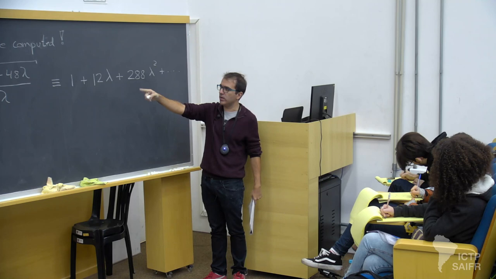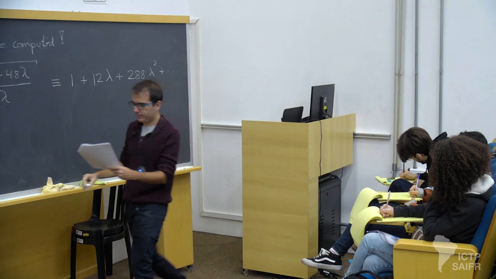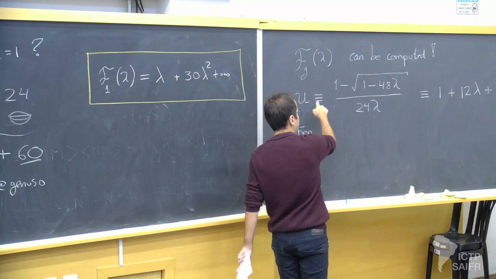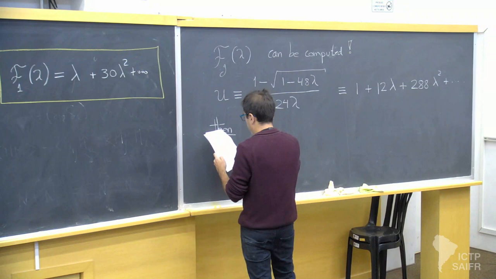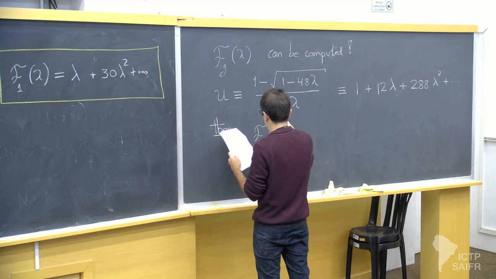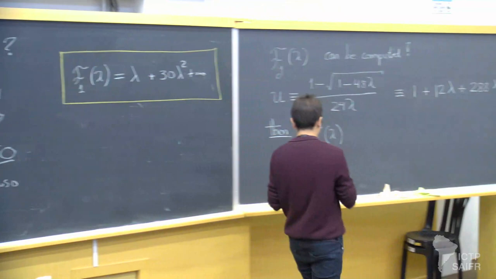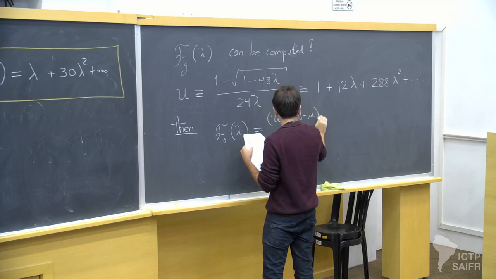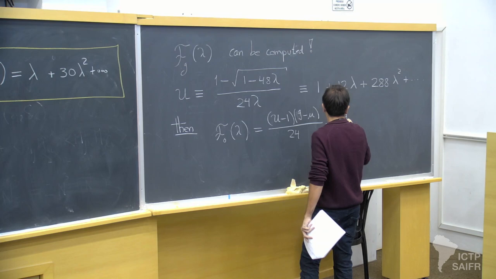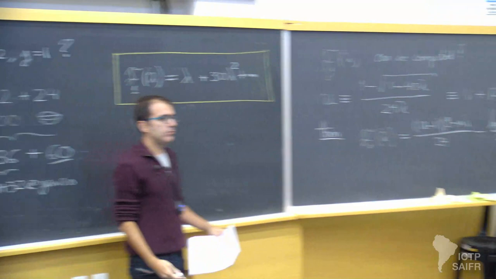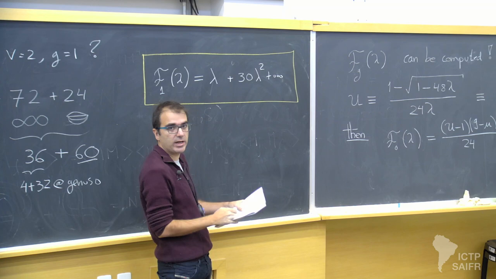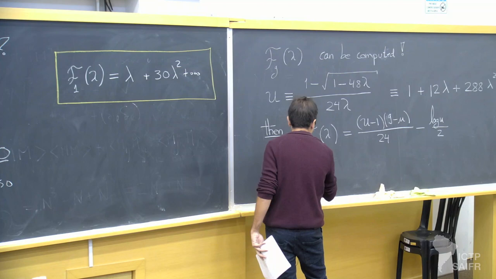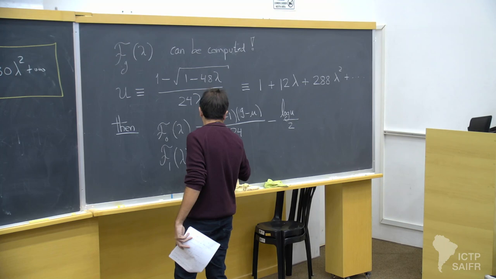OK. And then with this definition u of lambda, if I want to write everything in terms of lambda, I have that F0 of lambda is u minus 1 times 9 minus u, divided by 24, minus log of u over 2. That's it. A closed expression in terms of lambda, which is nicely expressed with u of lambda because it becomes shorter. F1 of lambda is just log of (2 minus u) over 12, etc.